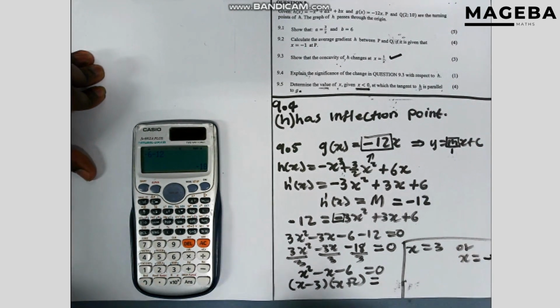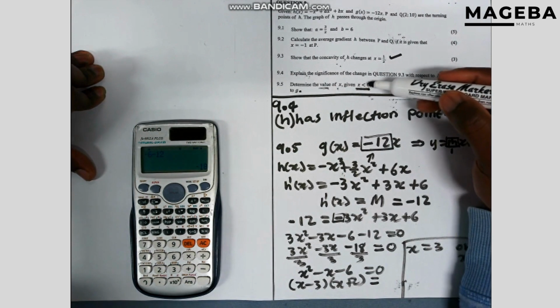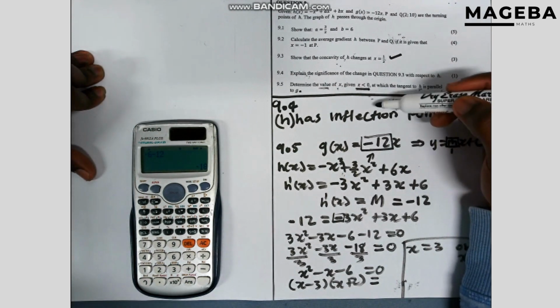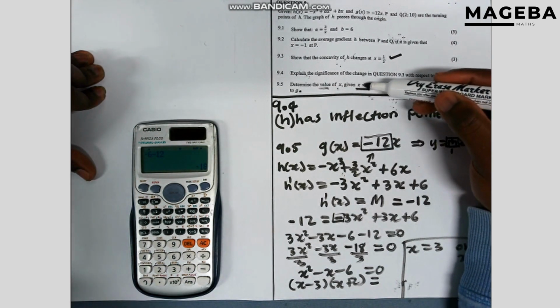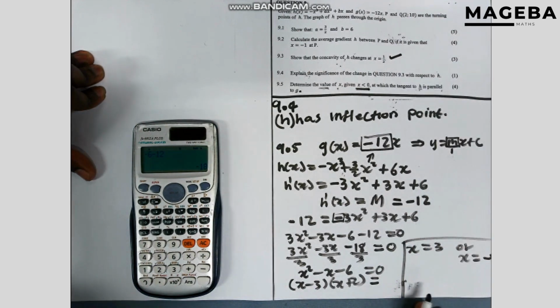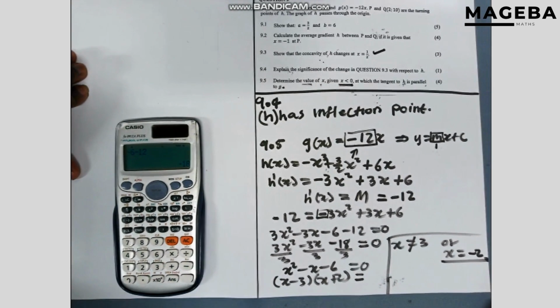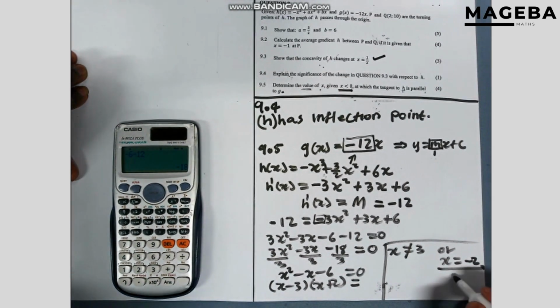But now, from the restriction that they told us here, our x must be less than 0, meaning it has to be negative. So this one is not applicable. What is applicable is this one, where x is negative 2. This is the one that is applicable.